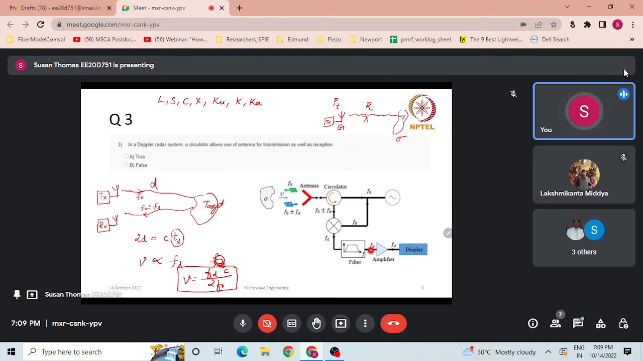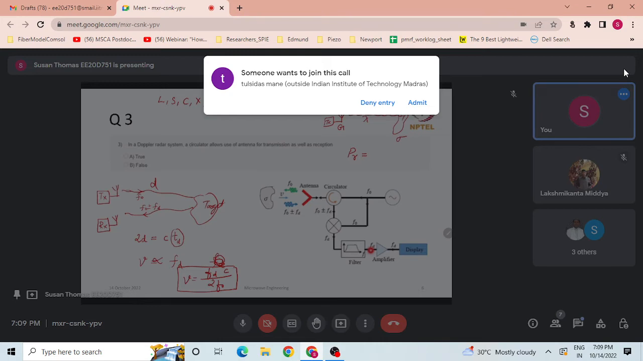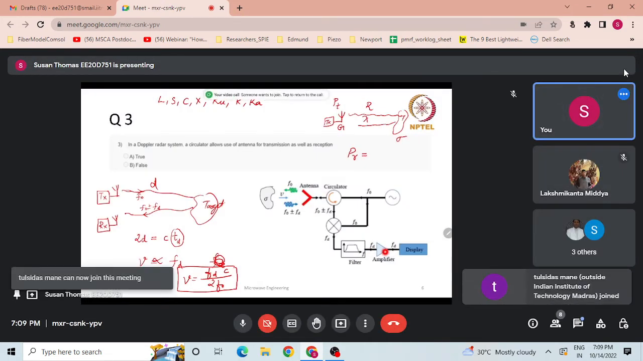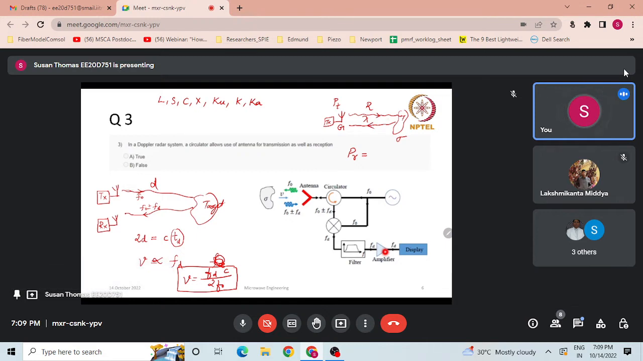In that case, I can write the received power, the return signal coming back. There is an outgoing signal and the return signal coming back. So the received power can be written as PT G squared lambda squared sigma divided by (4 pi) the whole cubed into R raised to 4.